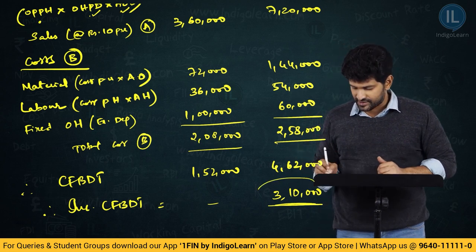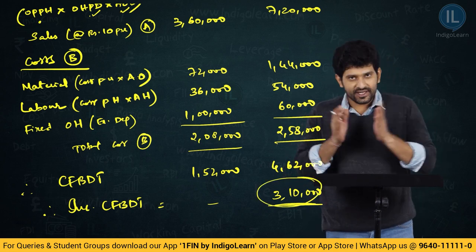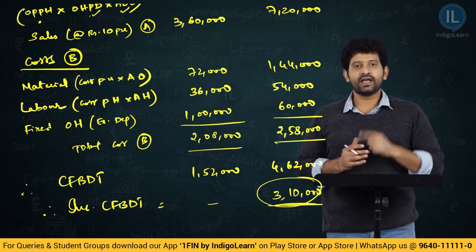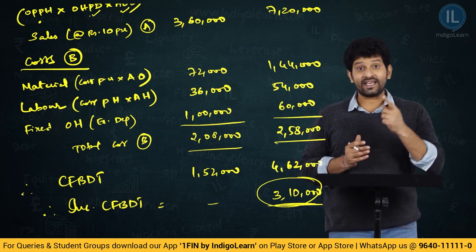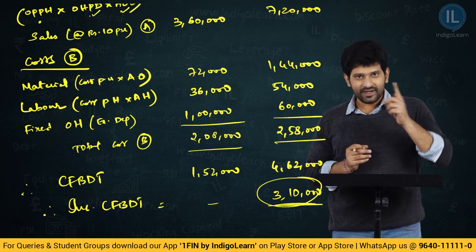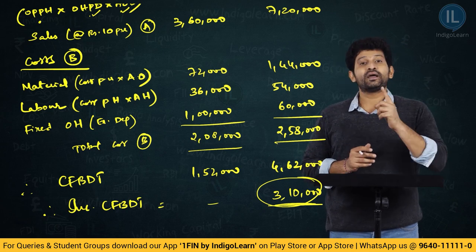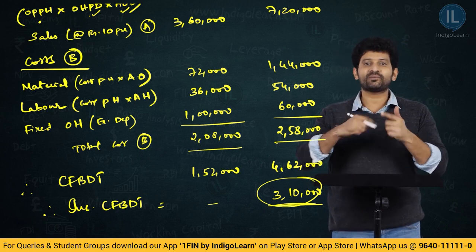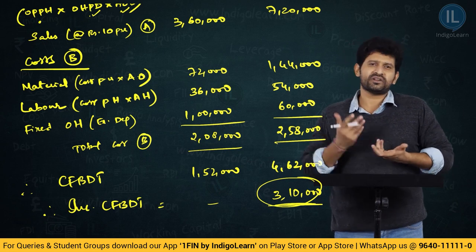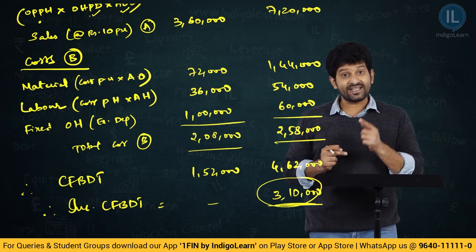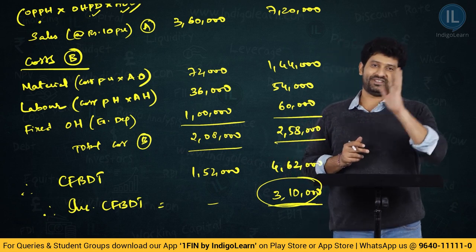We have this figure directly with us. So, instead of doing it separately, when we are doing it combinedly, incremental CFBDT minus incremental depreciation, incremental PBT minus tax, incremental PAT, add back the incremental depreciation, what we'll get? Incremental CFAT, that's all. Therefore, our next computation is incremental depreciation.